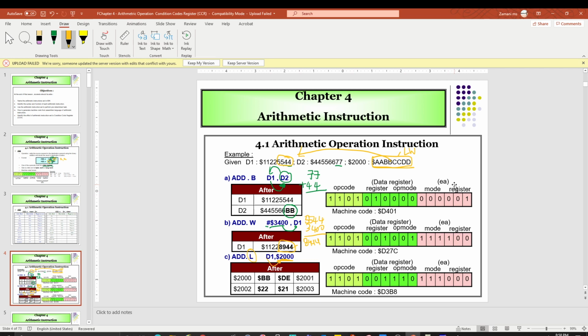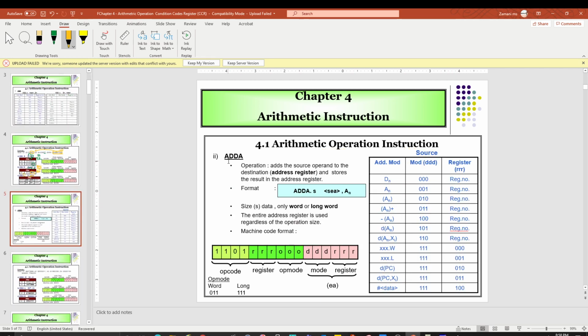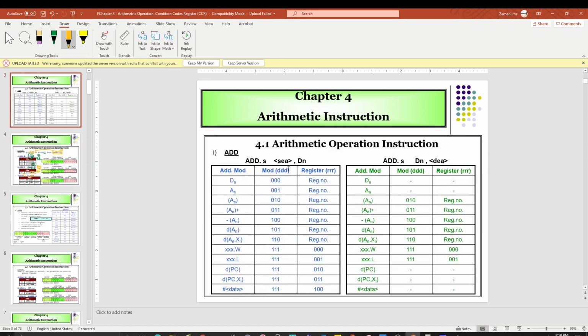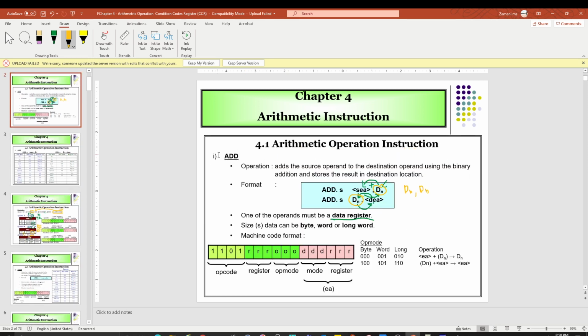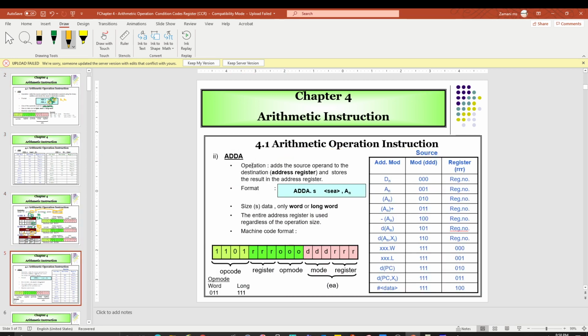Okay, let's move on. Next one, add address. So the difference is here versus the add over here. You have A over there. So what does it mean? You have to add, and the final destination should be this one, address register. Just now you are using data register, right? So now the final destination must be an address register. The operation is the same.